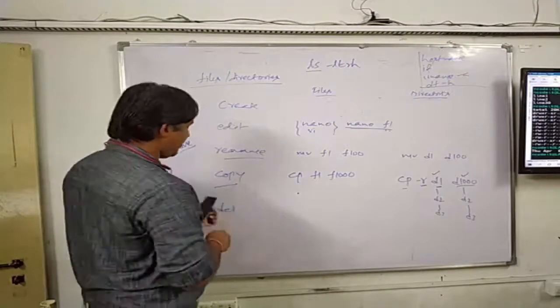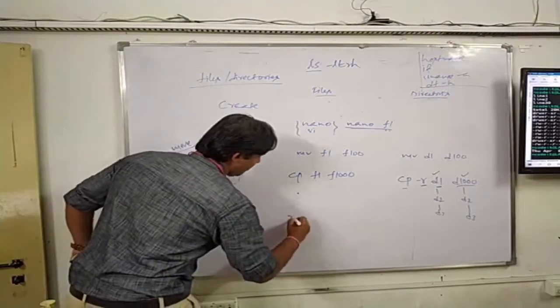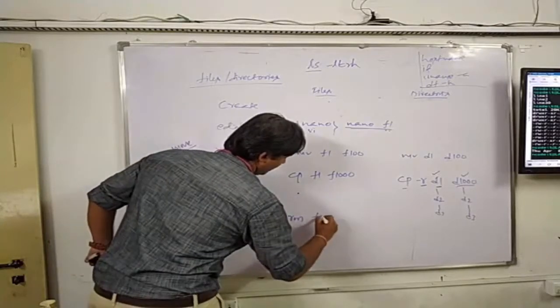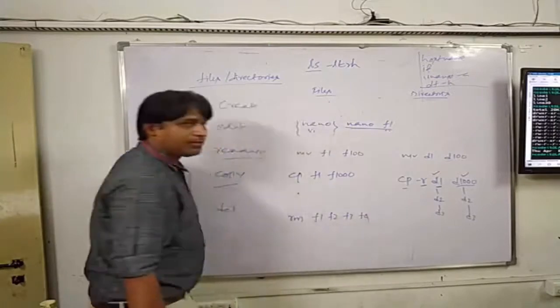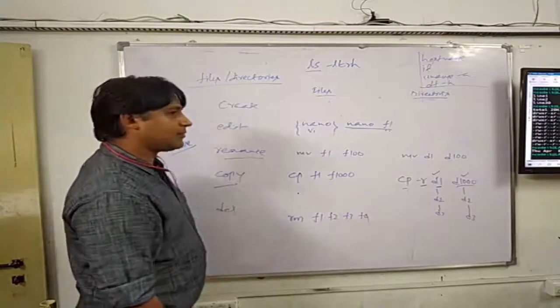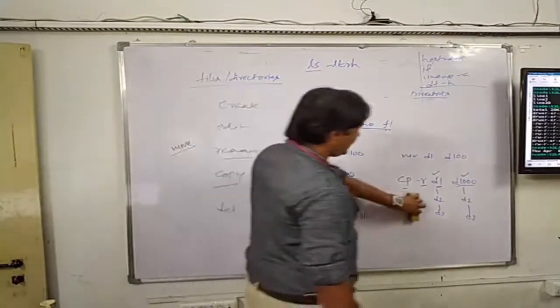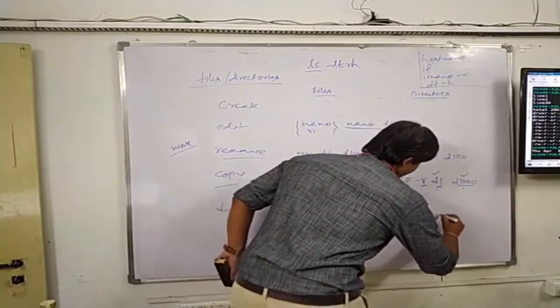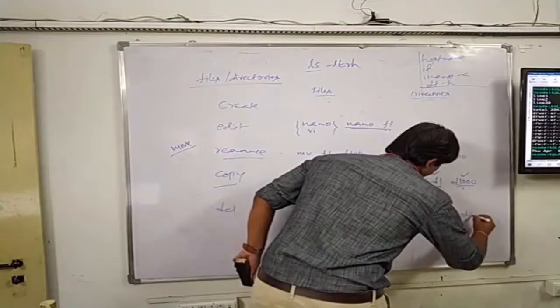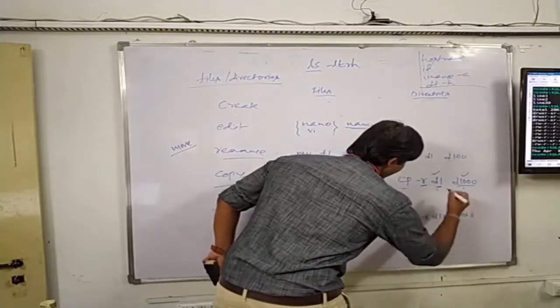Alright, and finally your delete. Delete is called remove, rm, file 1, file 2, file 3, file 4. Any number of files you can delete in a single shot. The same way here, if you want to delete a directory, same command rm d1, d2, d3 recursively, -r.